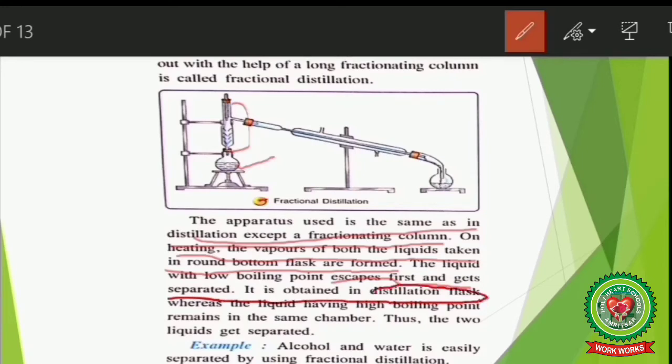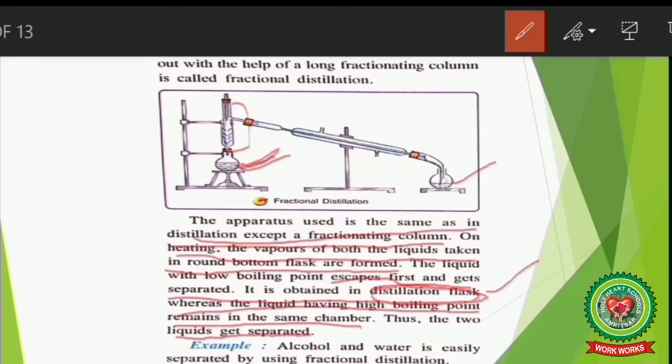This is wrong. Corrected here. It is obtained in the receiving flask. So here what will come? Receiving flask. Whereas the liquid having high boiling point remains in the same chamber, that is round bottom flask. Thus two liquids get separated.